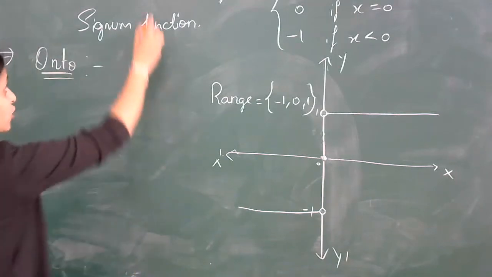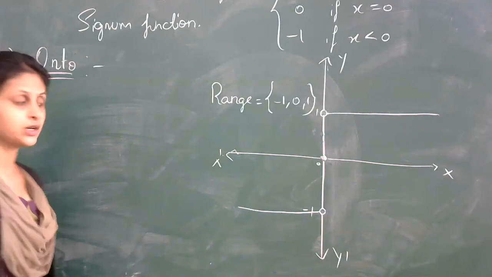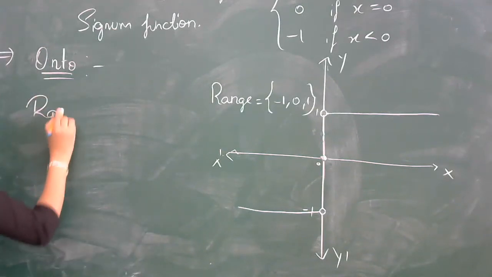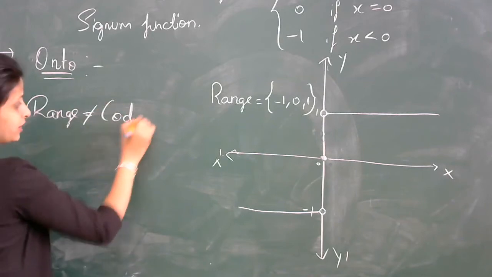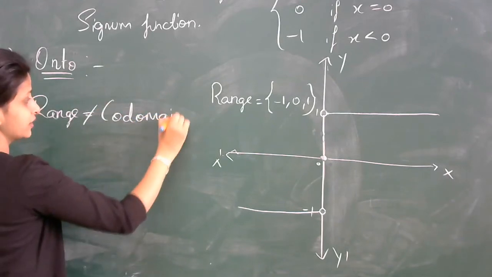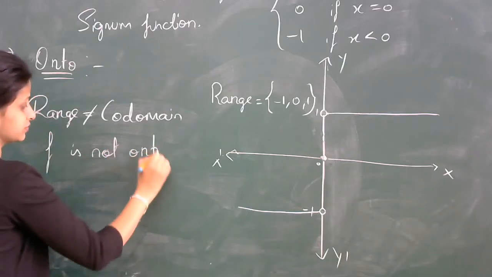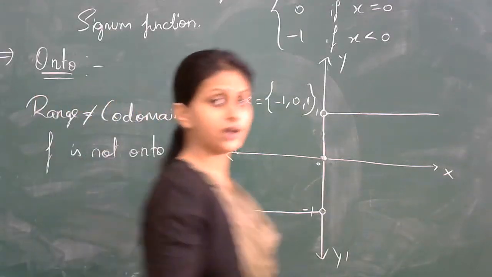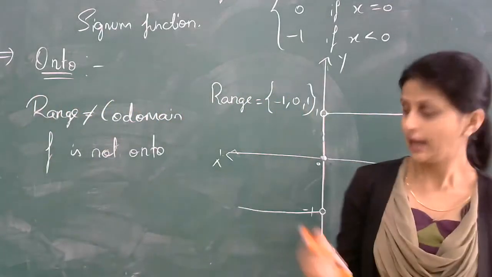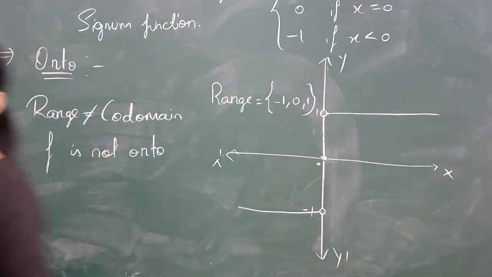But what is the codomain, students? Codomain is the set of all real numbers, right? So you can observe that my range, which contains three real numbers, is not equal to my codomain, which is the set of real numbers. And hence you can conclude that the function f is not an onto function. So this signum function is also not a one-one function, and it is not an onto function. And hence you can conclude that the function f is not a bijective function.